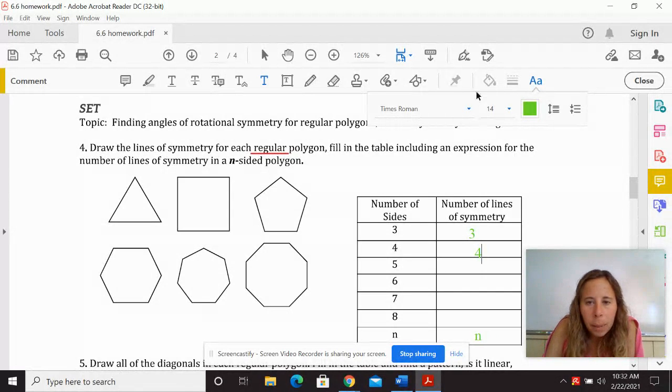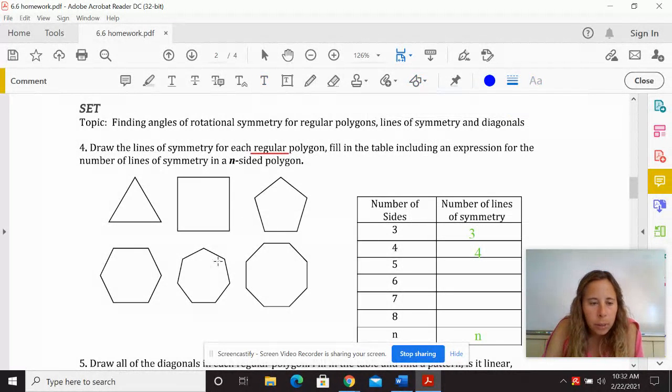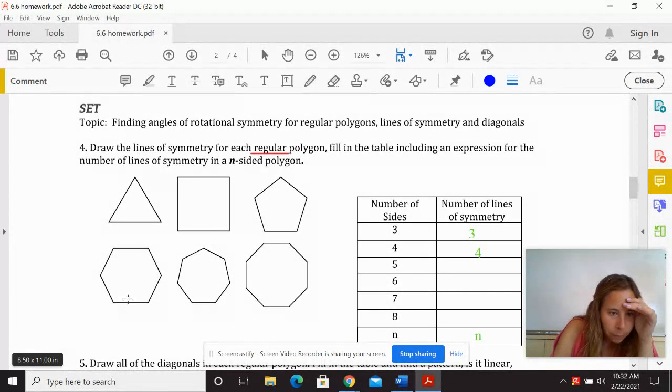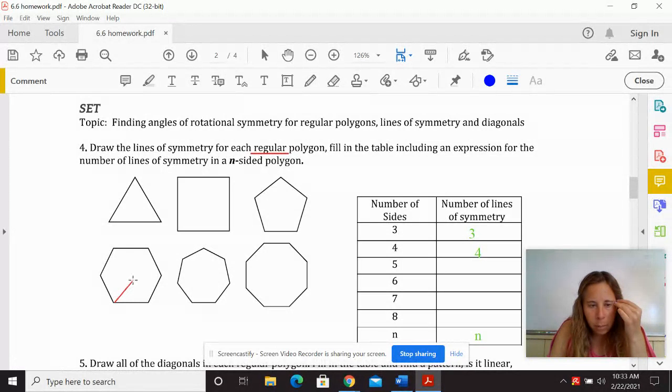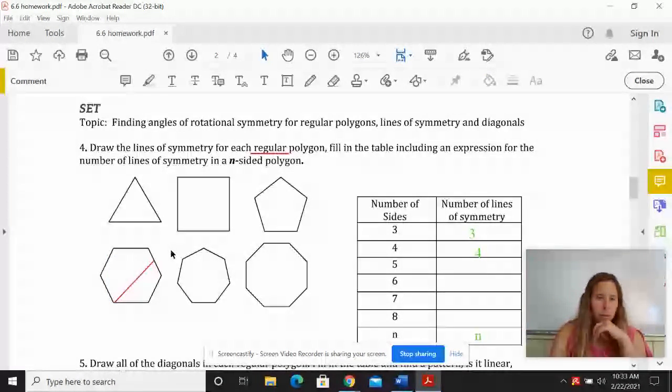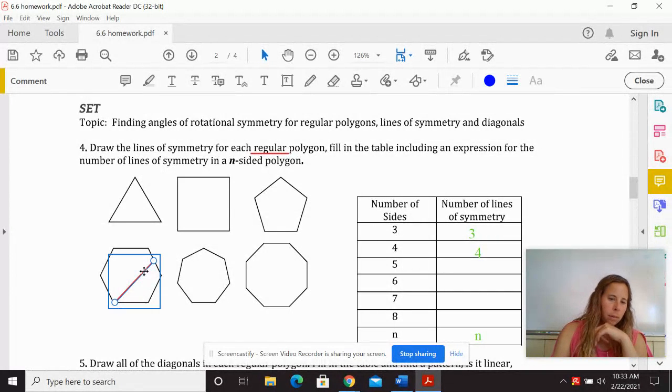Okay, let me get my little line. So what did I say we were going to do? Oh, actually, sorry, we didn't ever finish the pentagon. So for the pentagon, I can go from a vertex to the middle of the opposite side. It's approximately right there. That didn't look very good. Let me shift it over just a little bit, see if it looks better.